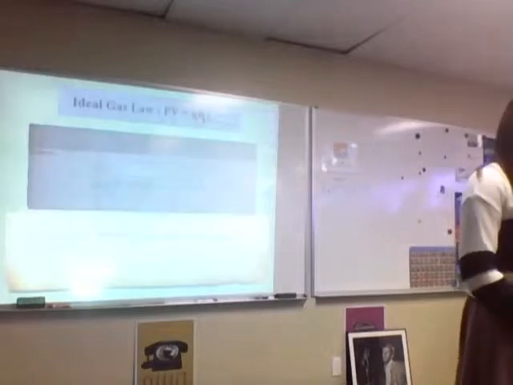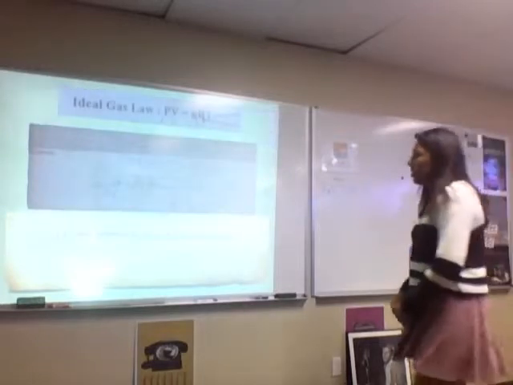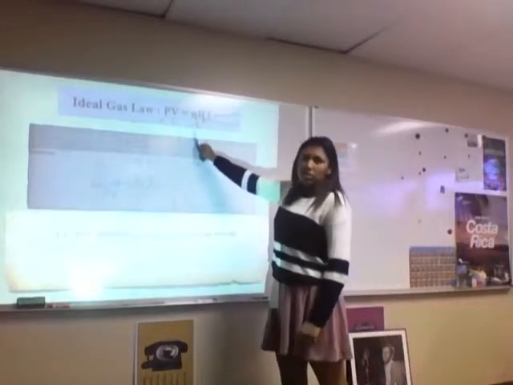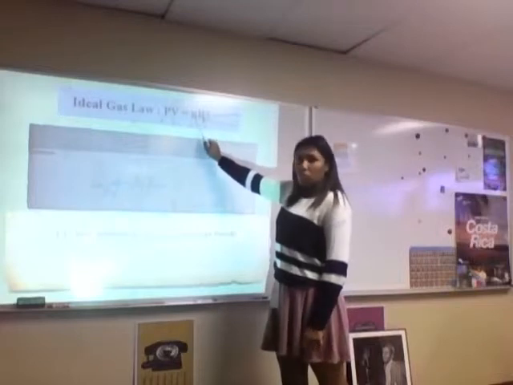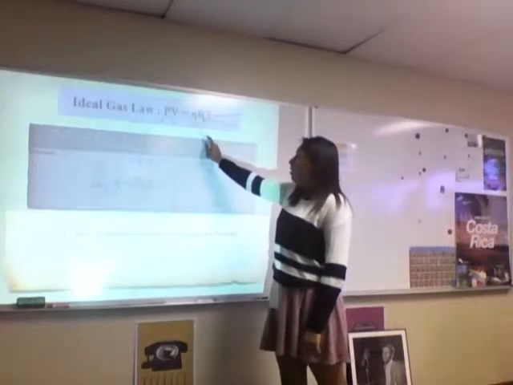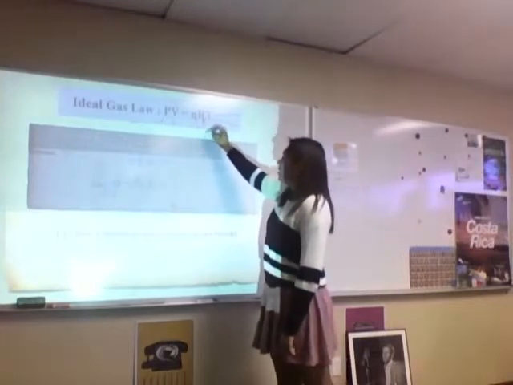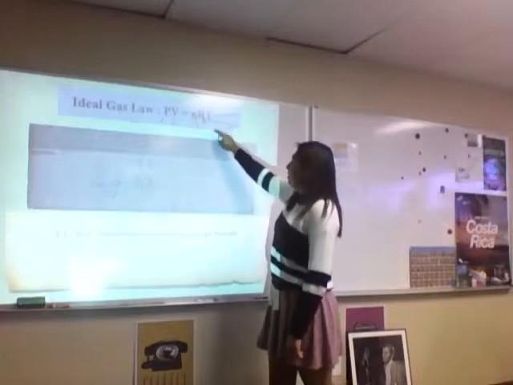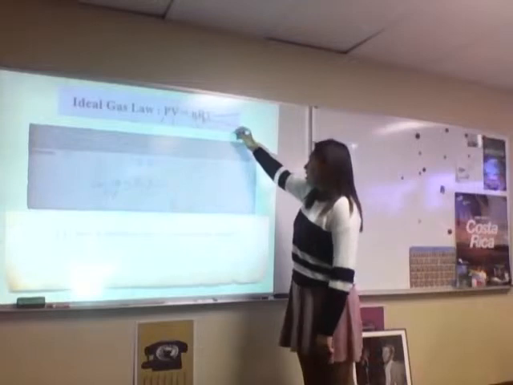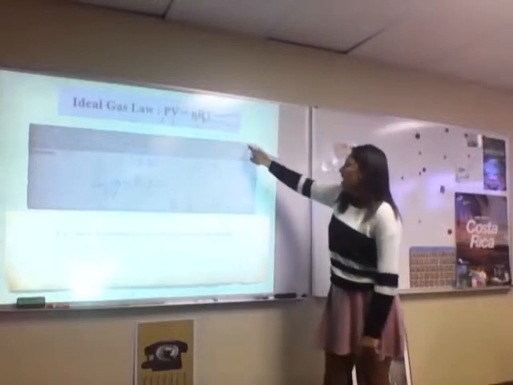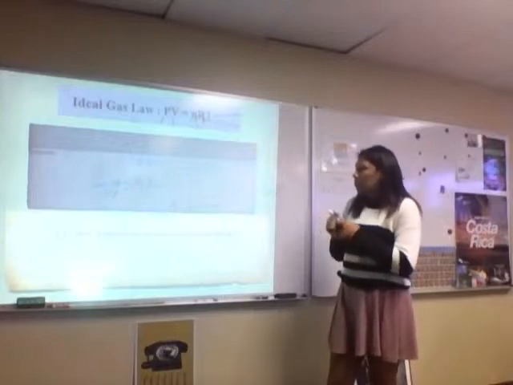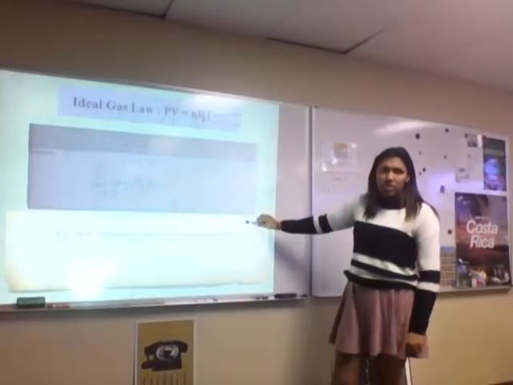My last one is the ideal gas law. This one stands for pressure times volume equals moles times the gas constant times temperature. I don't know what that constant is called. All I know is that it's 0.0821. And right here, this was the only piece of evidence that I had from homework, because I didn't do the rest of the page.